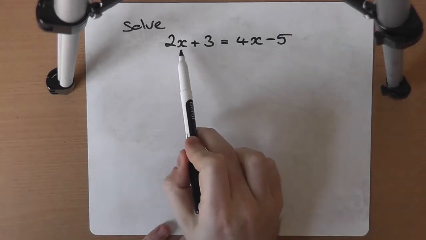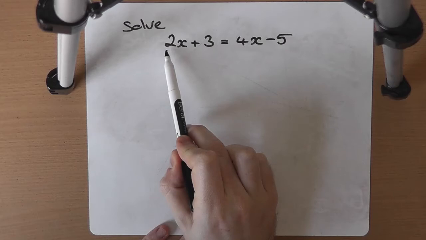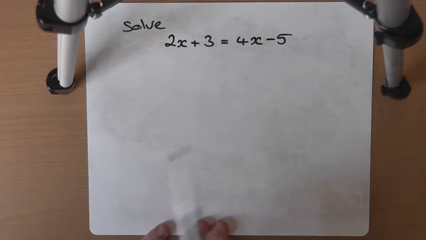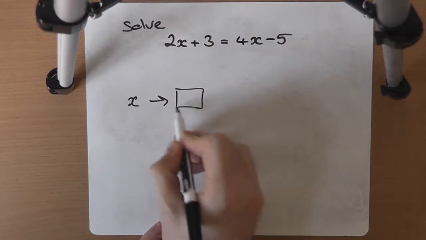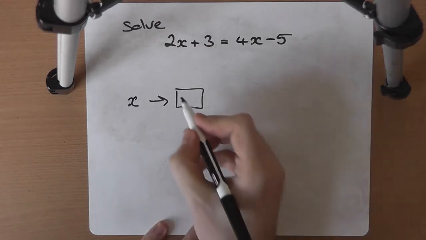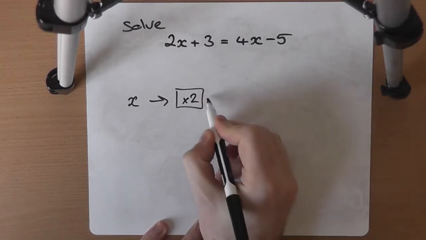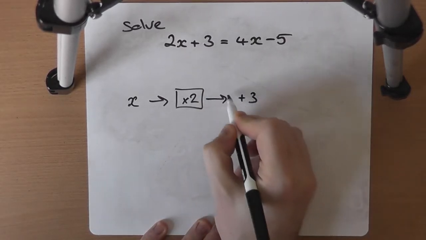Problem is, are we going to be looking at this x here, that's got the 2x attached to it and then the plus 3, or are we going to be looking at this x here? Well, actually, maybe it doesn't really matter. Let's say we start with the one on the left, because that's perhaps more familiar to us. So let's start with this x here. We're going to set up our function machine. Well, the very first thing that happens to it is it becomes a 2x, so we times it by 2. And then we need to add 3 to it.